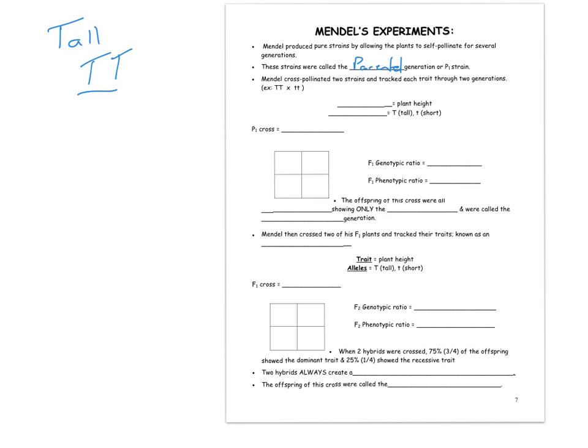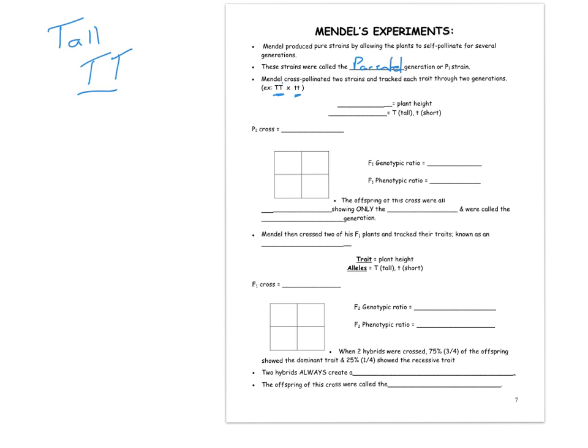So he took these self-pollinating plants. He had these plants that were always tall. He knew they were this. He called them big T, big T. And he had these plants that were always short, and he called those little t, little t. After several generations, no matter how many times they self-pollinated, they always were short or they always were tall. And he thought, well, I've got this purebred.